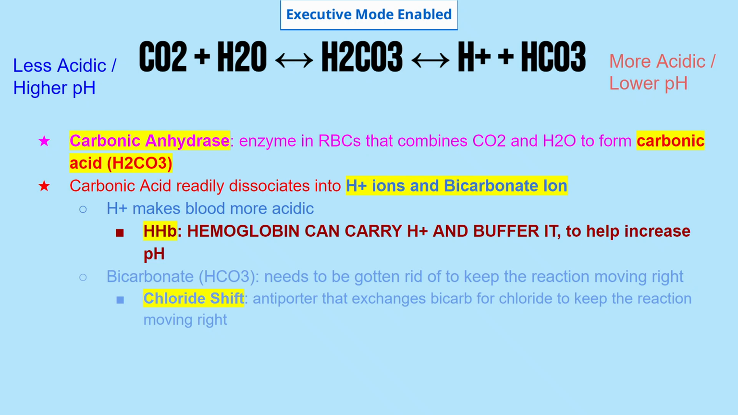And then bicarbonate also needs to be gotten rid of to keep the reaction moving right. We got rid of some of the H. So then there's something called a chloride shift, which acts as an antiporter to exchange bicarbonate for chloride to keep the reaction being pushed to the right.